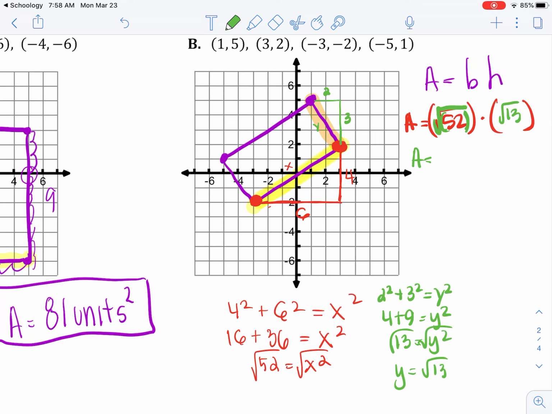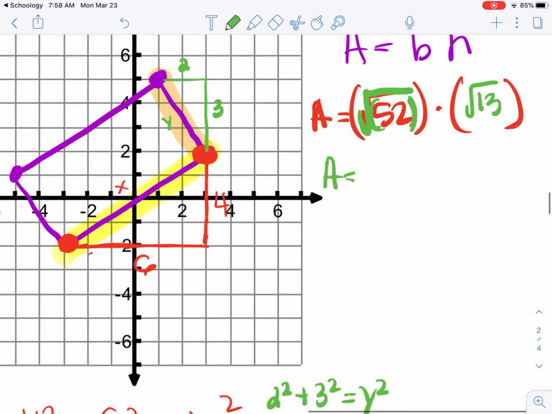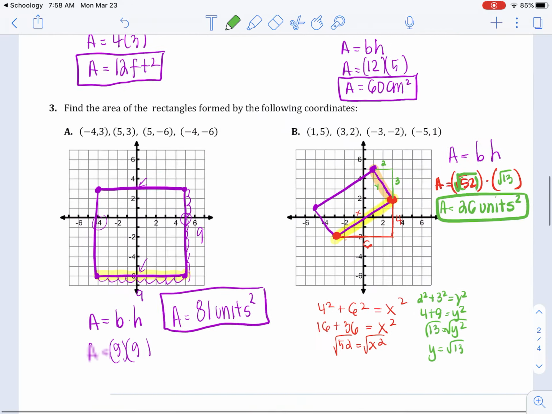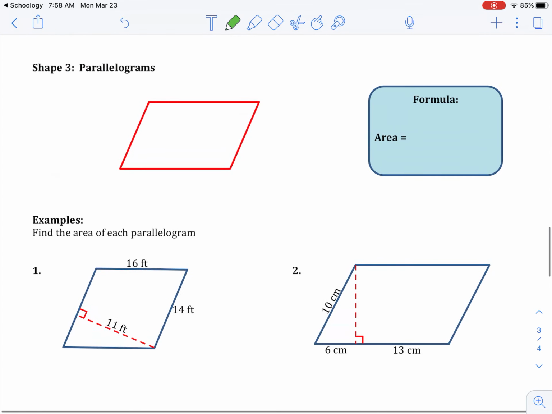If you're having trouble and not getting the same answer as I am, then go ahead and shoot me a message and I will make a quick video showing you how you're supposed to type it. All right, so root 52 times root 13, you should get 26 units squared. So you do end up getting a nice answer. Not always, but on this one you happen to.